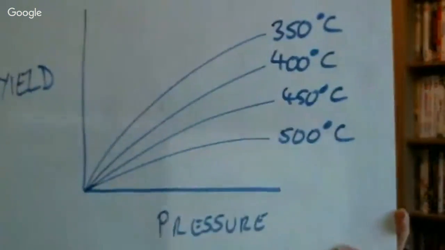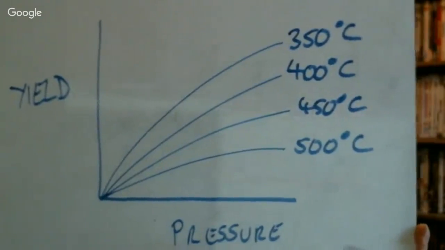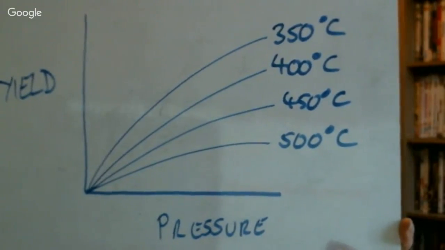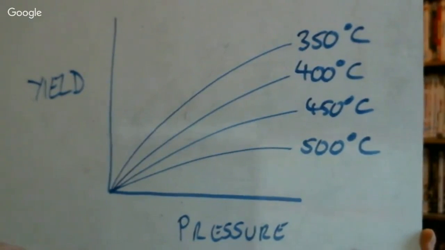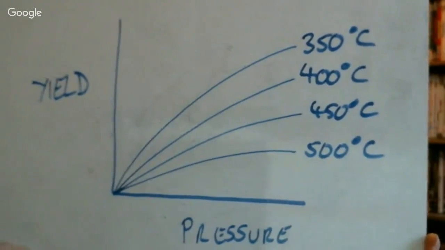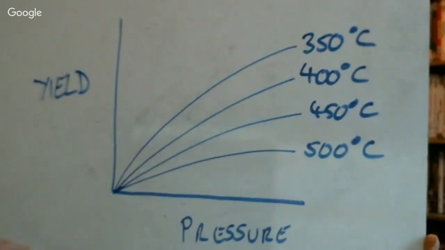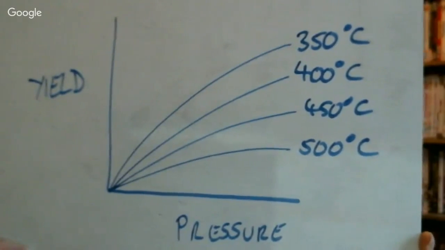Now, what we find is that they do like to give you a delightfully complex little graph. So when you're looking at a Haber process question, or even just a reversible reaction question, they do like to give you one of these graphs that has the pressure on the bottom on your x-axis, your yield on the y-axis, and then it's got a whole range of different lines that represent different temperatures.